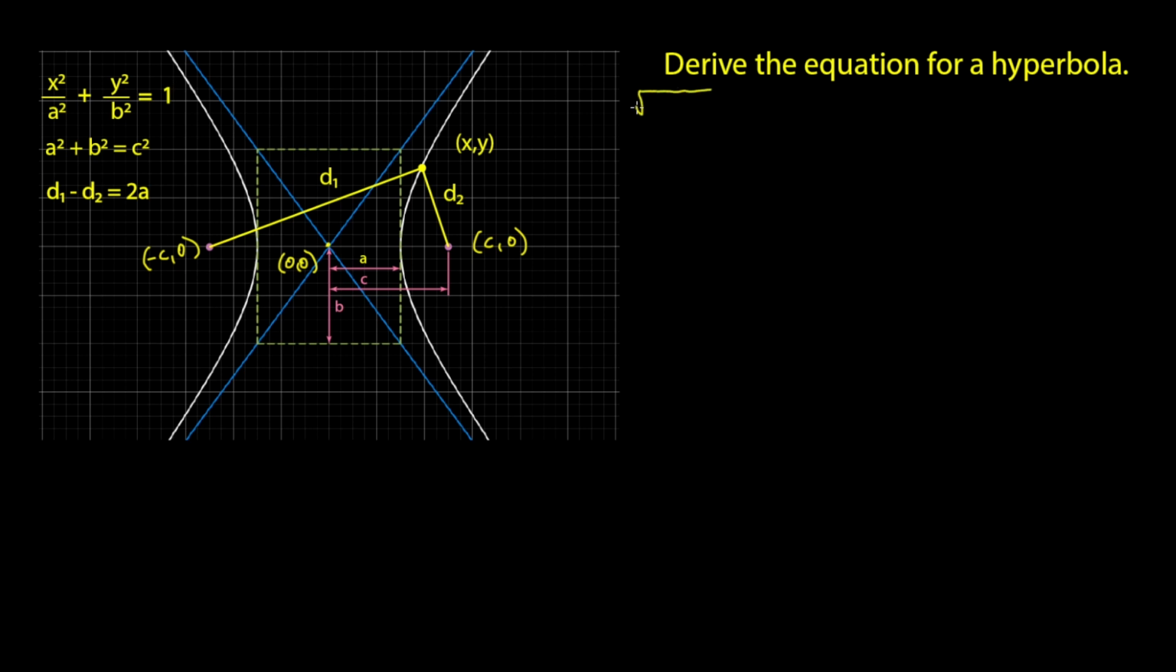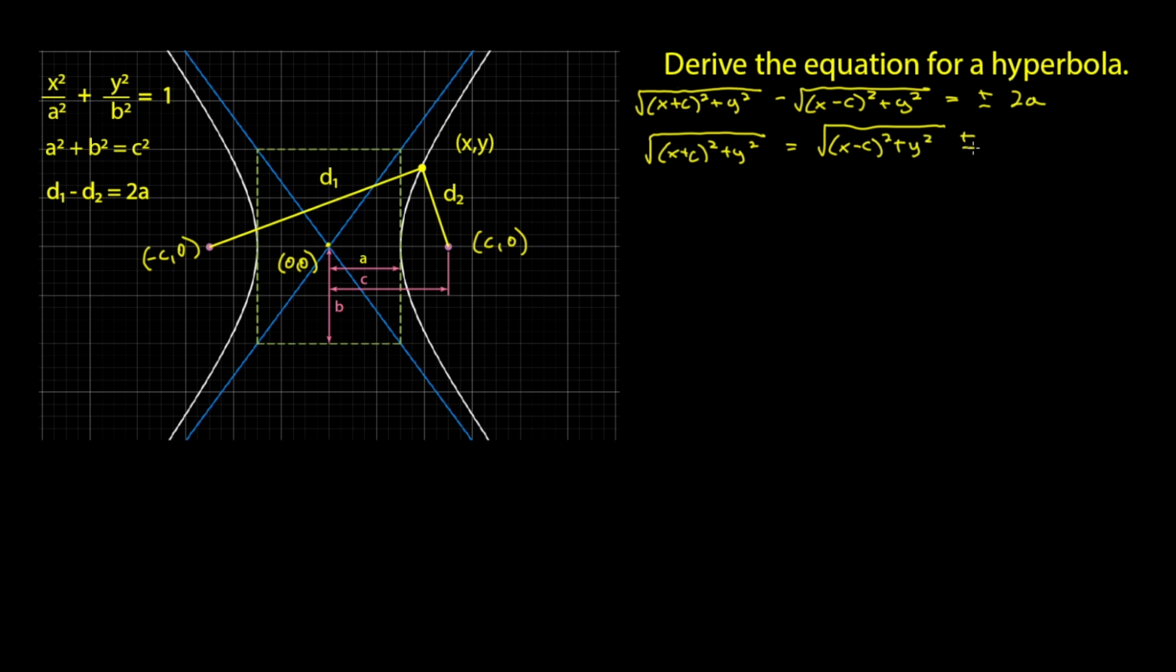So now the distance from the point to the left-hand focus, x minus negative c, or square root of x plus c squared plus y squared, minus the distance to the right-hand focus, square root of x minus c squared plus y squared, equals plus or minus 2a. Let's move over the second radical here. So square root of x plus c squared plus y squared equals square root of x minus c squared plus y squared plus or minus 2a. Now we'll square both sides.